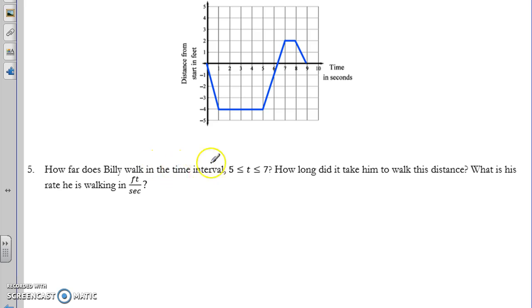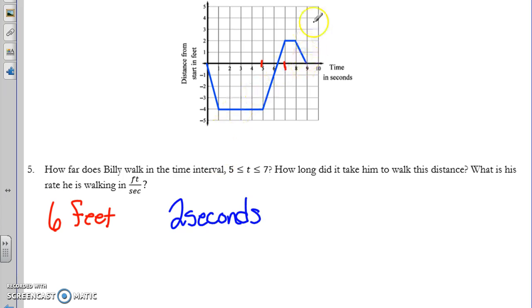Okay. 3 questions on number 5. How far does Billy walk from the time interval 5 to 7? So from 5 to 7, Billy walked a total of 6 feet. Second question is, how long did it take him to walk this distance? So from 5 to 7 is 2 seconds. So you would say it took Billy 2 seconds to walk 6 feet.